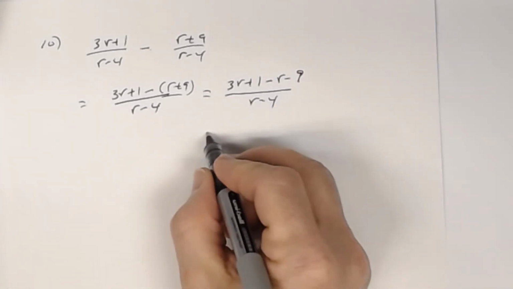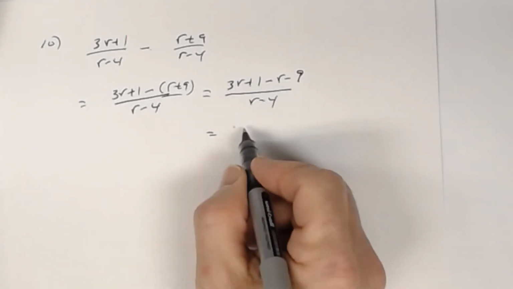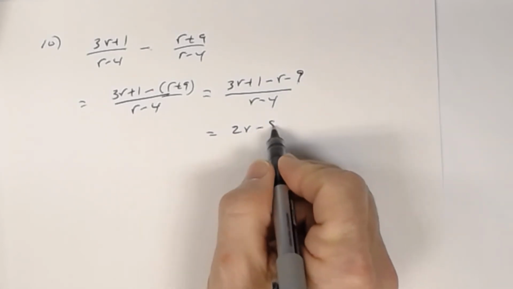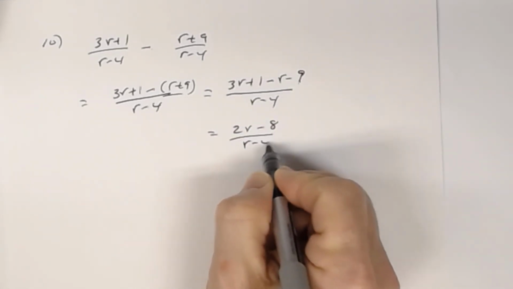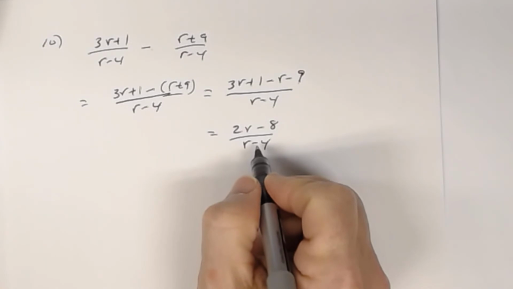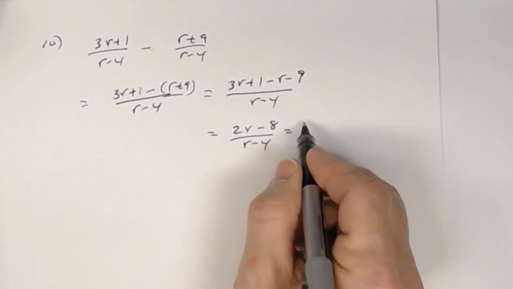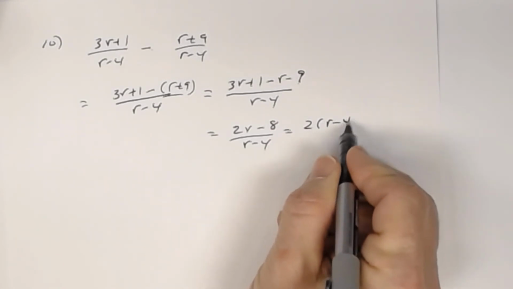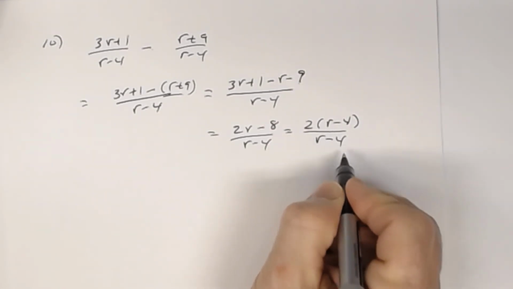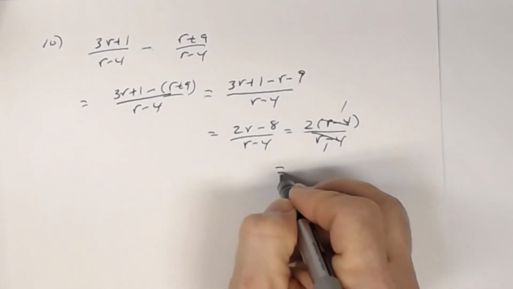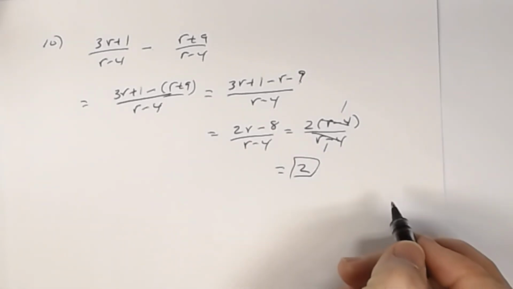Combining like terms, I get 3r minus r is 2r. 1 and a negative 9 is a negative 8, divided by r minus 4. And then factoring out a 2, I get 2 times r minus 4 divided by r minus 4. And notice these r minus 4 factors divide out. So you get an answer of 2.